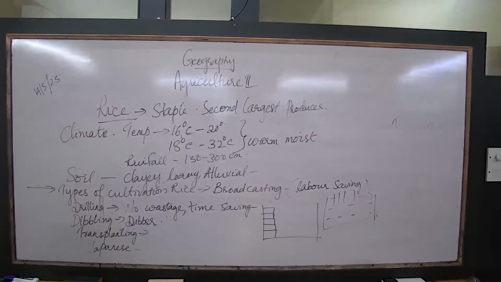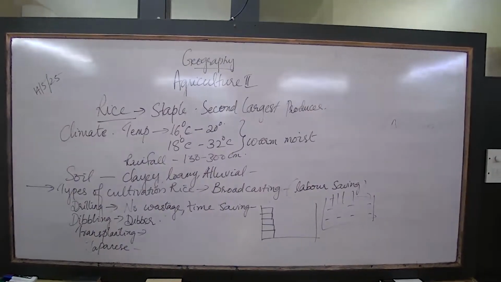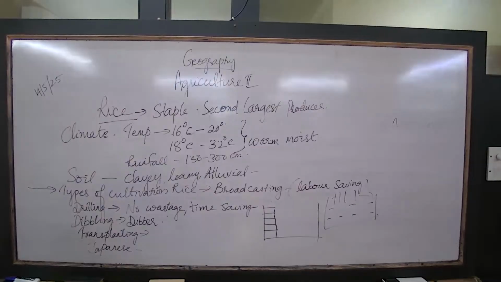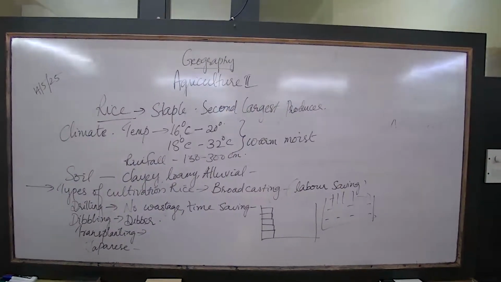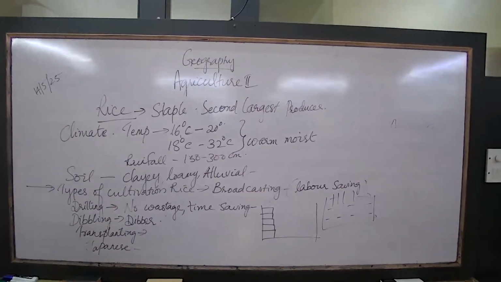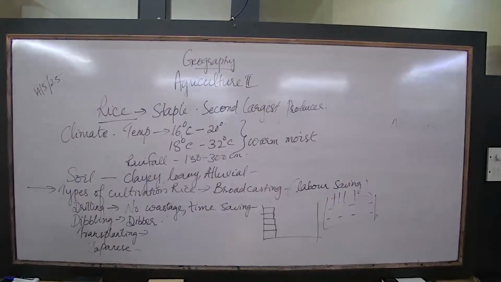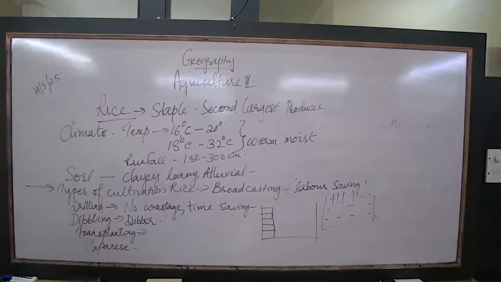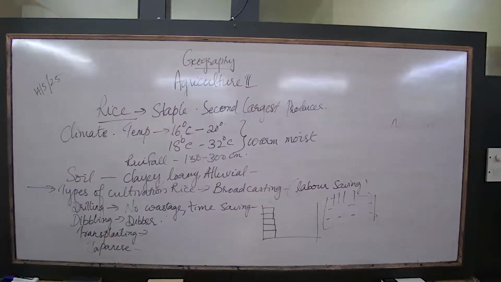Understood? That is very much common practice. That is, they beat on it. That means beating it on a hard surface so that the grains will be separated. That is the threshing process. The next process is winnowing.